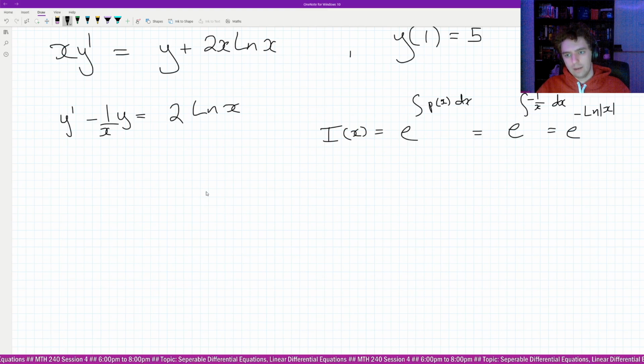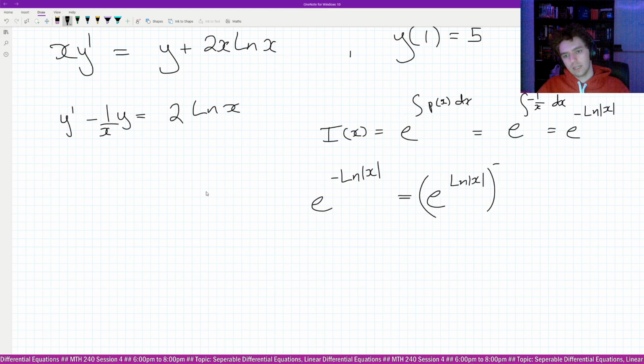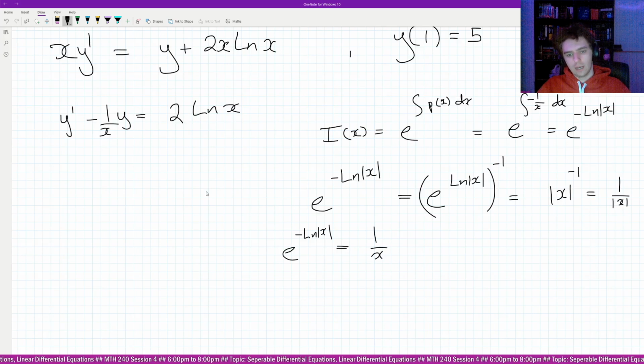So this, again... What'd you say, sorry? So just negative x? Careful, it would be 1 over x. Because look, it's going to be e to the ln absolute value x to the negative 1, which is absolute value x to the negative 1, which is 1 over absolute value x. But we can drop the absolute values because it's equal to this. This can never be negative, so this can never be negative. Okay, thank you. No problem. So that's our integrating factor.